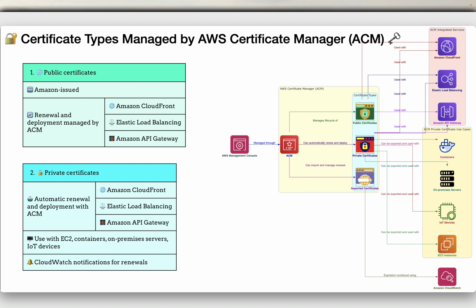Next one is private certificates, automatic renewal and deployment with ACM. You can delegate private certificate management to ACM, which can automatically renew and deploy private certificates used with ACM integrated services like Amazon CloudFront, Elastic Load Balancer and Amazon API Gateway. You can use with EC2, containers, on-premises servers, IoT devices. So you can export private certificates from ACM and use them with EC2 instances, your containers, Docker containers or any other containers, on-premises servers and IoT devices.